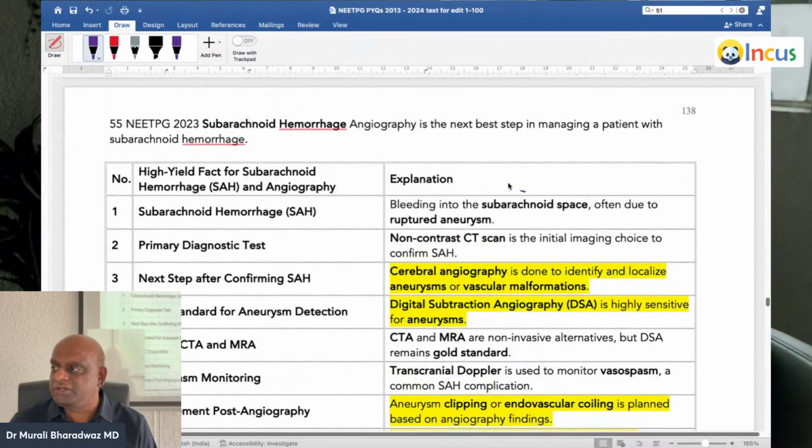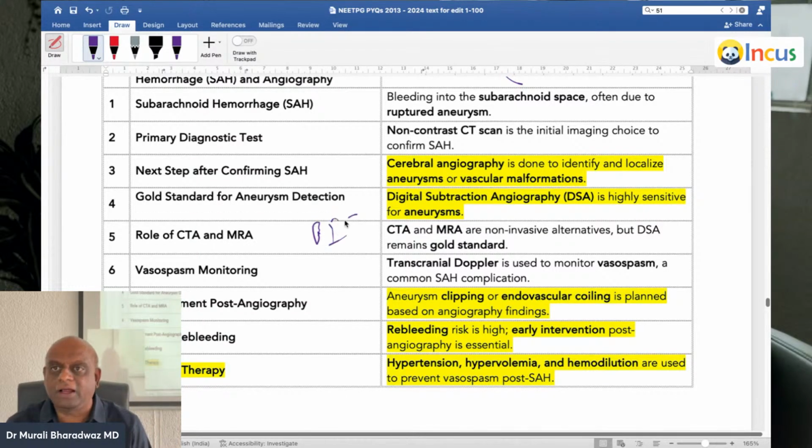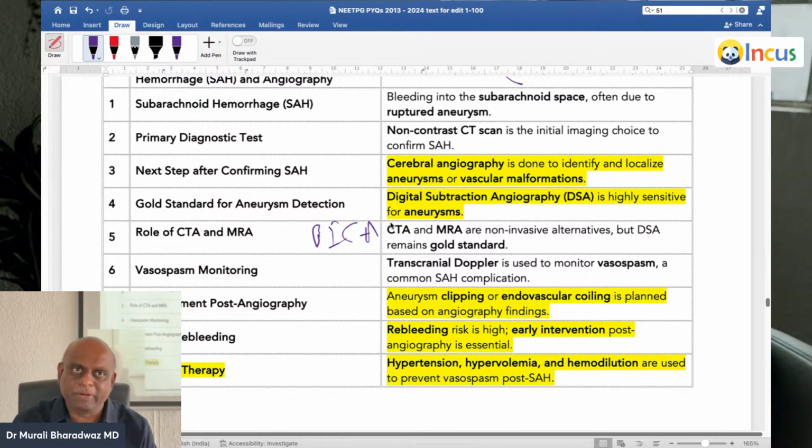Angiography is the next best step in managing a patient with subarachnoid hemorrhage. Fundamentally, subarachnoid hemorrhage is commonly because of an aneurysm in the PICA, the posterior inferior cerebellar artery, which connects the posterior cerebellar artery with the internal carotid, part of the posterior circulation.